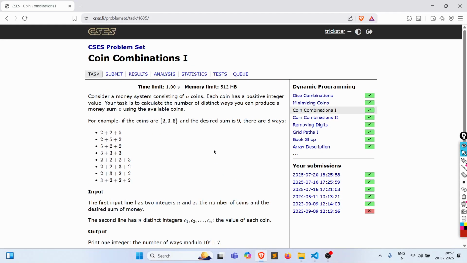So guys, today we are going to discuss a CSES problem, Coin Combinations 1. What the question states is we are given n types of coins and a sum of money x, and we have to find the number of ways in which we can make that sum of money.